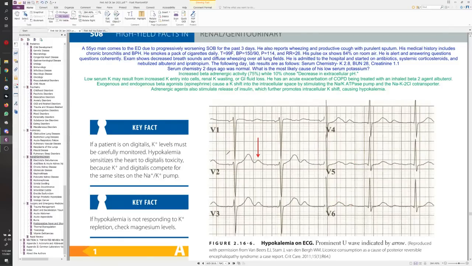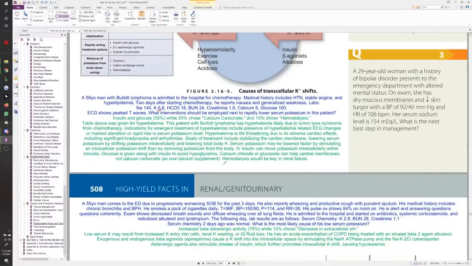The ECG stuff could be one way they get you to depend on the ECG to figure out hyper versus hypokalemia. But here they're doing a good job with both things. All right. What intervention should be employed next to rapidly lower serum potassium in this patient?